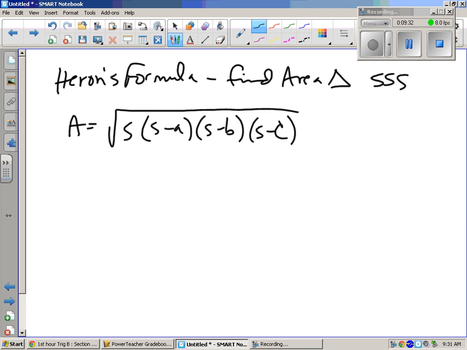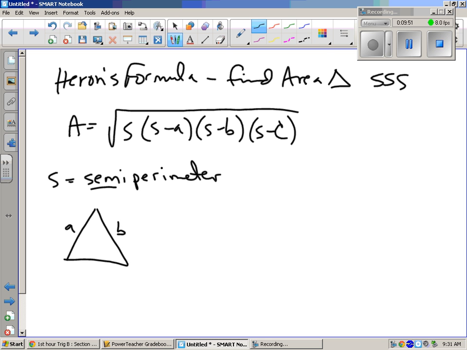Now, what is the first question you're going to ask me? Right, what is s? So s stands for the semi-perimeter. Semi means half. So what we're going to do is if you have that triangle, A, B, and C, we're going to add A plus B plus C and divide it by 2. And that's what's equal to S.